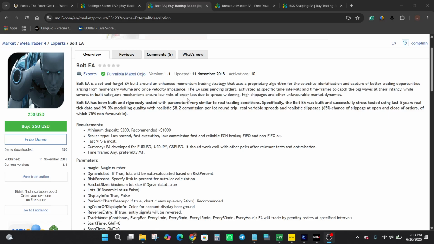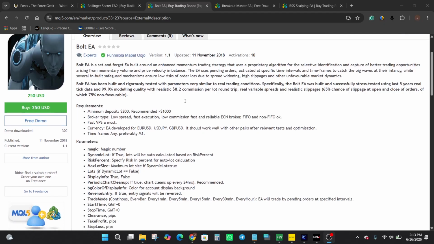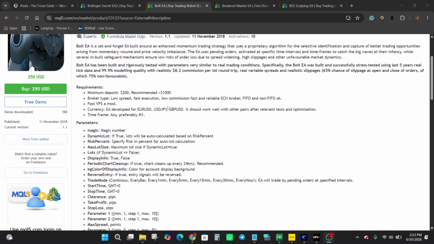Looking at the description, the developer explains that Bolt EA is designed as a set and forget automated trading system built around what is described as an enhanced momentum trading strategy. Now, according to the information provided, it uses a proprietary algorithm to identify trading opportunities that arise from short-term imbalances in volume and price velocity.